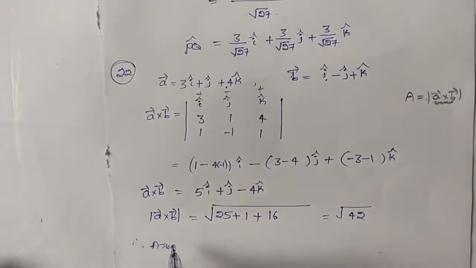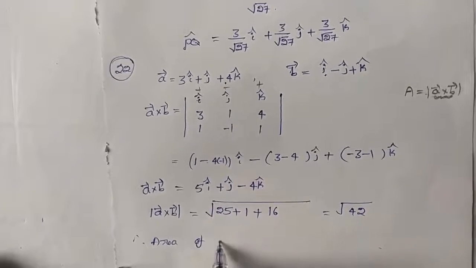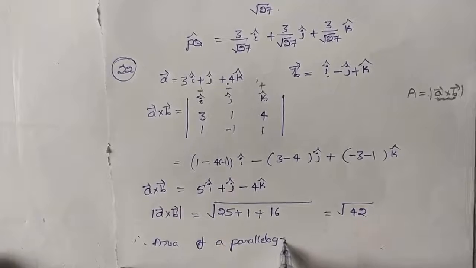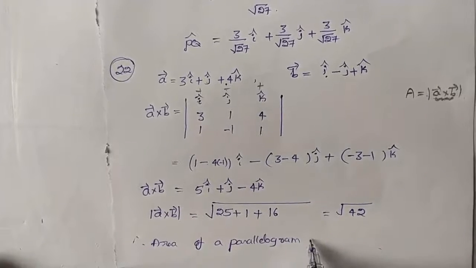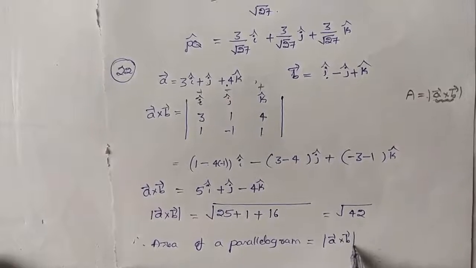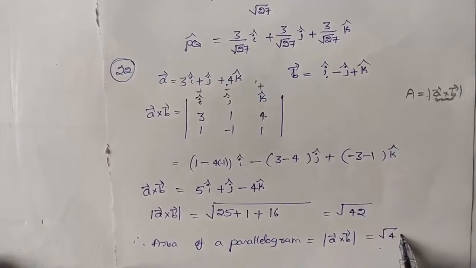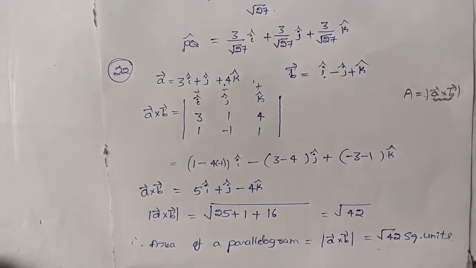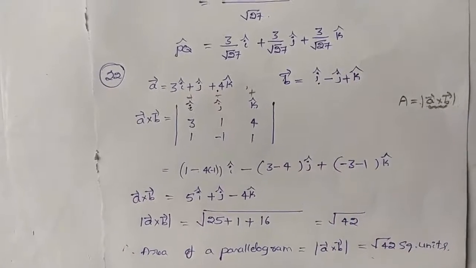Therefore area of a parallelogram is magnitude of A cross B, that is root 42 square units. Hence it is the area of a parallelogram.